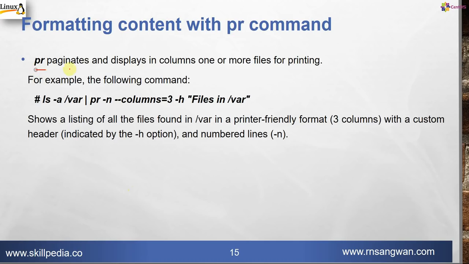The pr command will paginate and display in columns one or more files for printing. That's very interesting, like ls -l, ls -a /var or /etc, and then the important point is this pr -n. Very interesting is pr -n --columns=3 -h header for files in /var. That gives you a very presentable way of displaying your content.